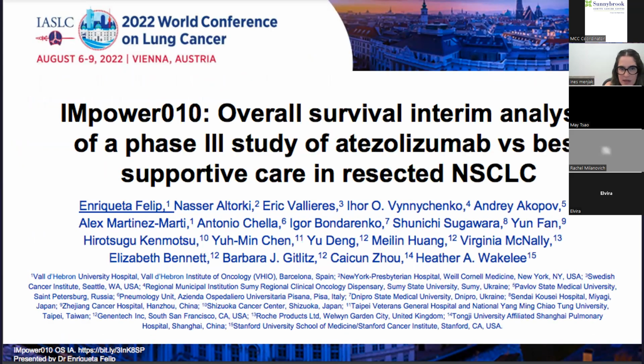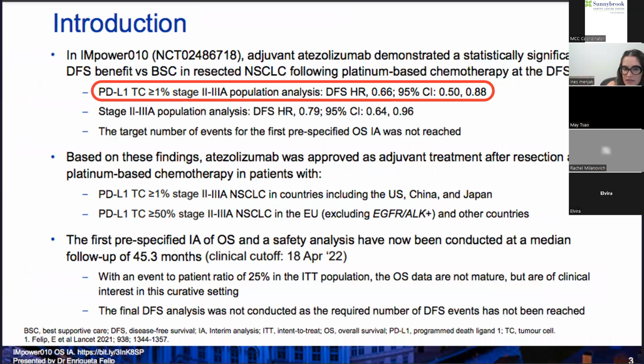Next study is about adjuvant treatment with atezolizumab. Last year at ASCO the disease-free survival from Empower 010 was presented, and this year Dr. Enriqueta presents the overall survival interim analysis from the Empower 010. The EMPOWER-010 is the first phase 3 trial that evaluated adjuvant treatment with atezolizumab after resection and platinum-based chemotherapy in non-small cell lung cancer, and showed a statistically significant benefit in terms of disease-free survival for patients with PD-L1 equal or over 1% in the stage 2 to 3A population.